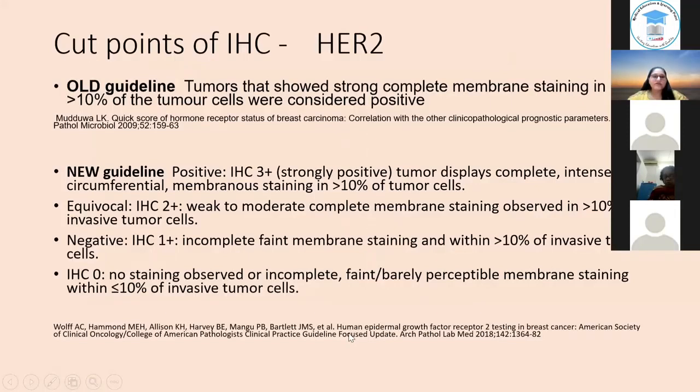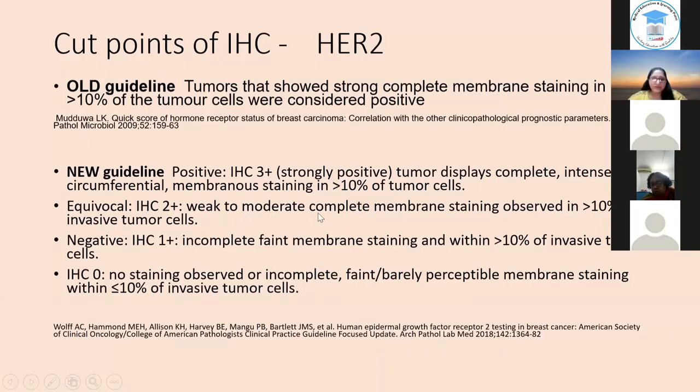So now the cutoff of IHC of HER2/neu. There was also old guideline of 2009 where we considered that the cells showing the membranous positivity in more than 10% of tumor cells. But again, with time, the guidelines changed and now it is 2018. I'll go from high positivity to low positivity. In IHC 3+, that is 3+ membranous staining of HER2/neu, it displays complete intense circumferential membranous positivity in more than 10% of cells.